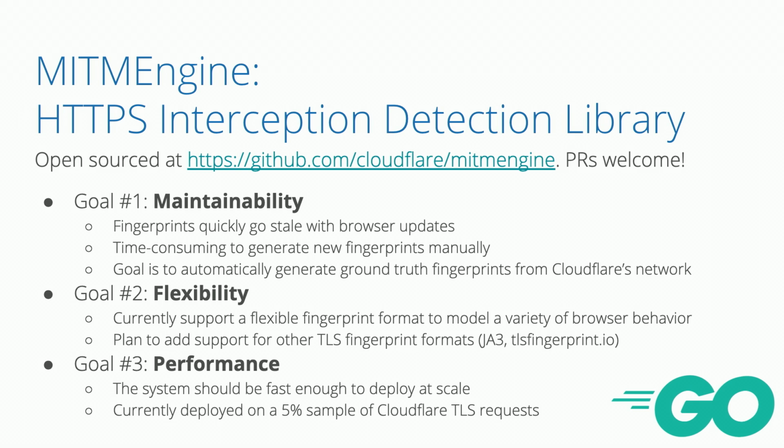We also wanted the fingerprint format that we use to be flexible to model a variety of browser behavior. For instance, some implementations change the order of cipher suites based on available hardware on the device, so we'd like to capture that. We also plan to support alternative static TLS fingerprint formats like JA3 and TLS fingerprint that are already widely adopted in the community. And we also wanted the library to be fast, so performance was a priority. We wanted to be able to deploy it at scale, and we actually showed that we can do this by deploying it on a 5% sample of TLS client hellos on Cloudflare.